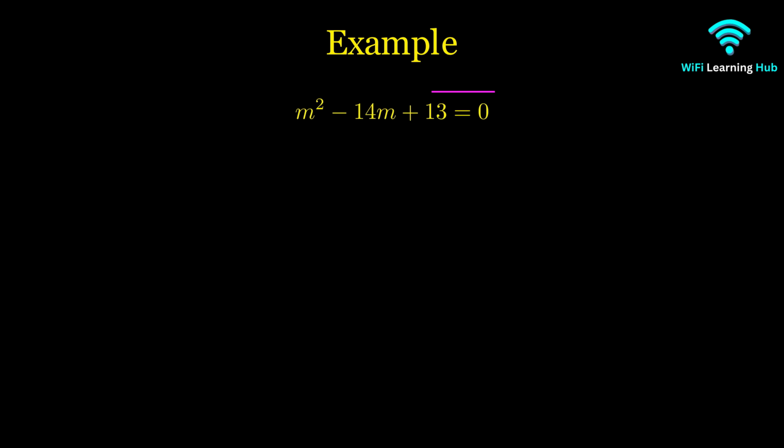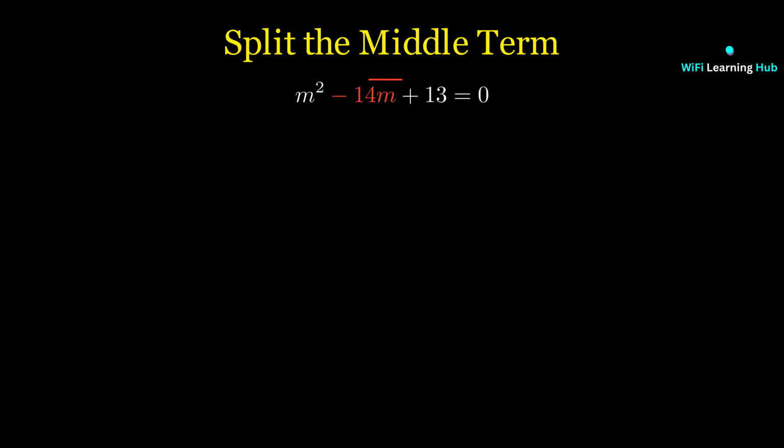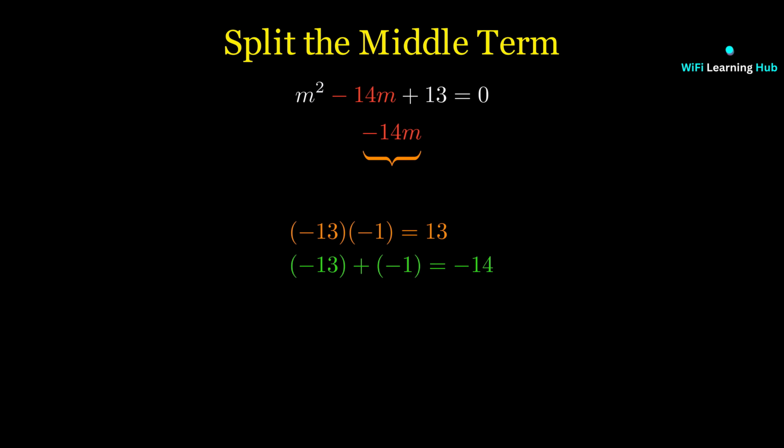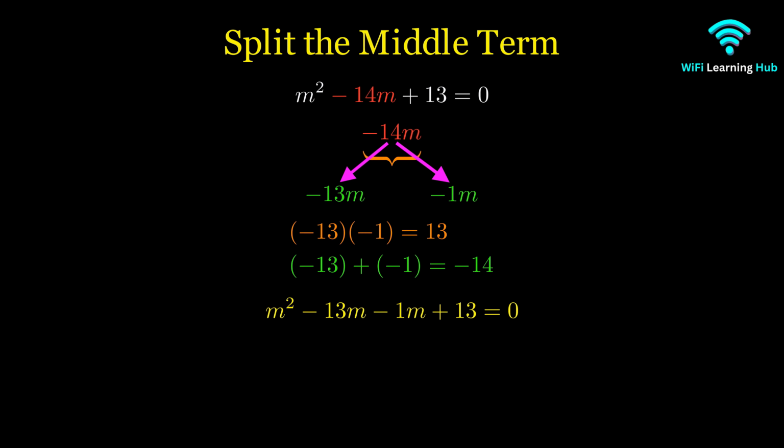m squared minus 14m plus 13 equals 0. First, identify the middle term. The middle term is negative 14m. We need two numbers whose product is positive 13 and whose sum is negative 14. The numbers are negative 13 and negative 1. So, negative 14m becomes negative 13m and minus 1m.